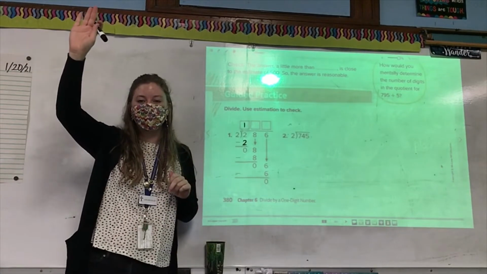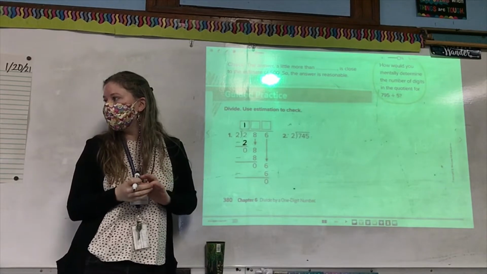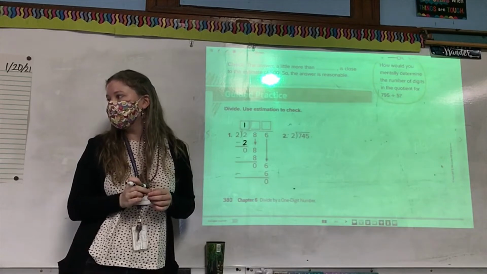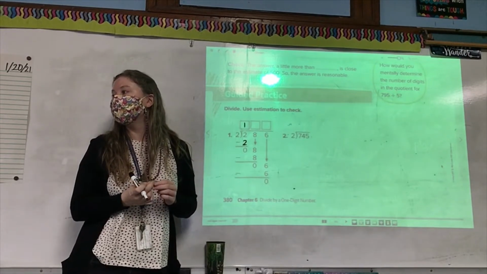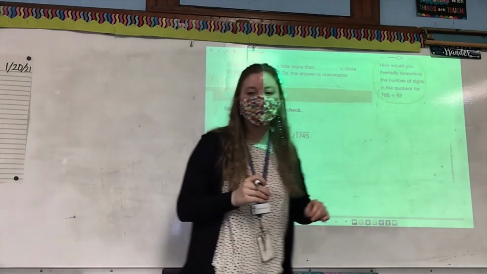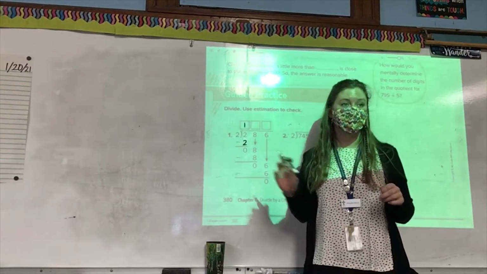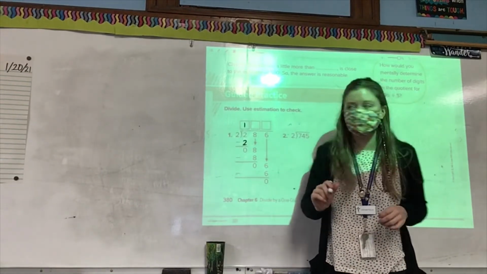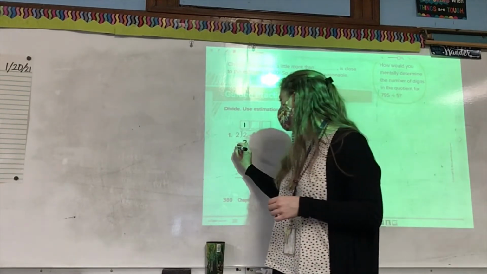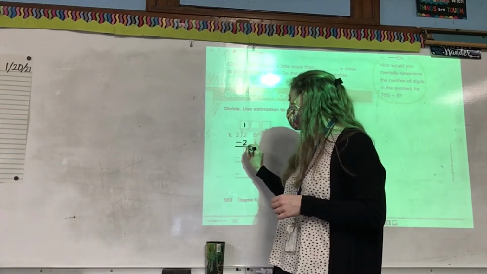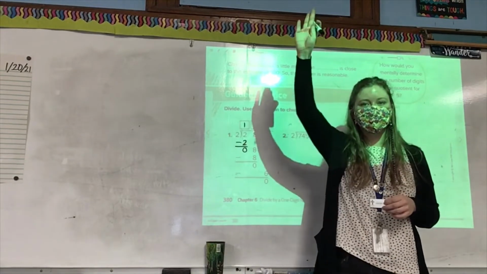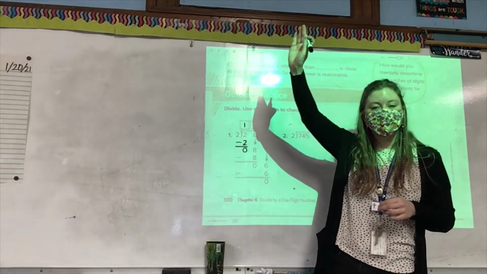What's the next step? Tell me in words. Aaron. We multiply the answer, not multiply. We subtract the answer to our multiplication problem from the first digit of the dividend. Good. Aaron said we subtract the answer to our multiplication problem from the first digit of our dividend. So now tell me in numbers. What does that mean? What are we doing? 2 minus 2, which equals 0. So we just divided, multiplied, subtracted. What do we do next? Tell me in words. Lena?